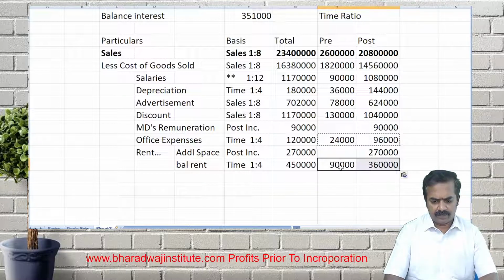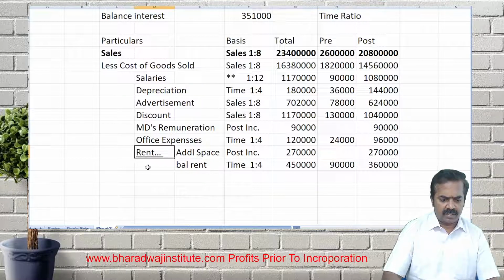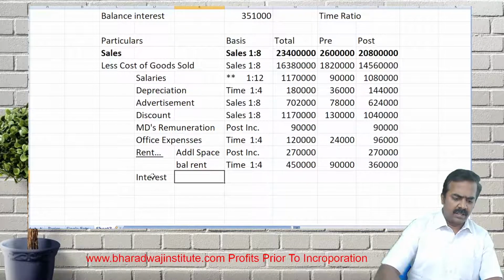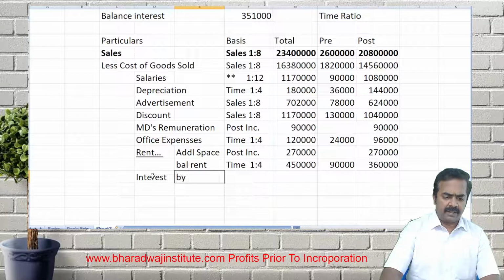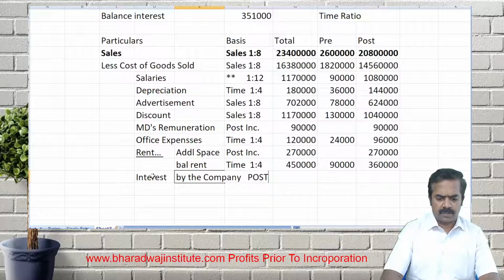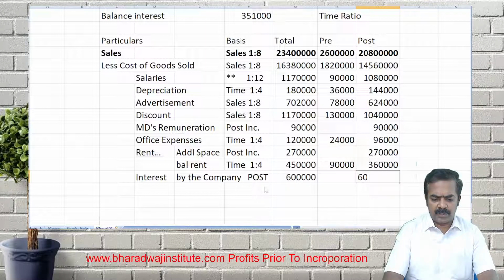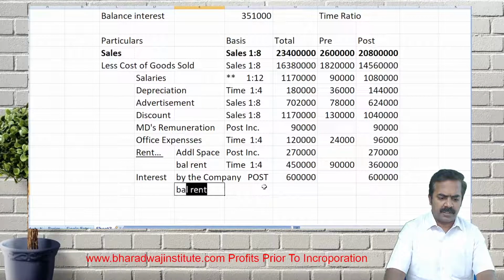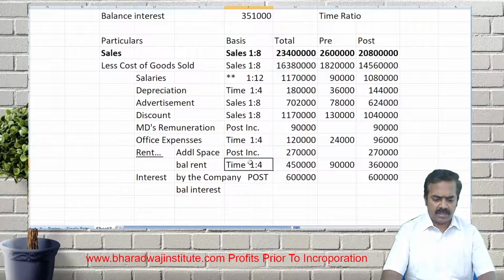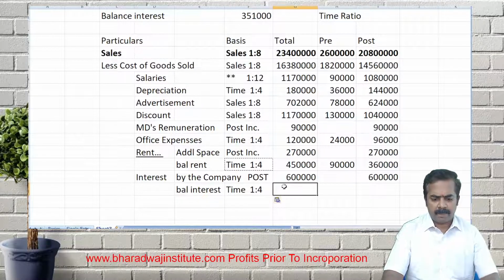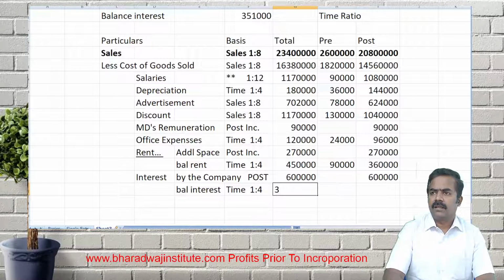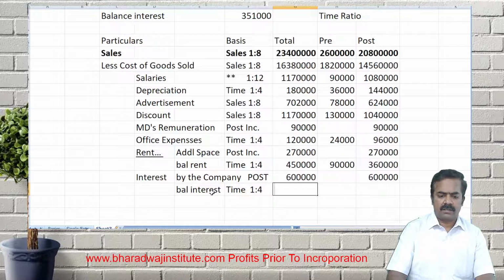Then this is for rent. Then what is the next one? Interest. On the loan taken by the company, it will be allocated to the post incorporation period. What is the interest on the loan taken by the company? 6 lakhs. It will be charged for which period? Post incorporation period. Balance interest in a ratio: time ratio. What is the amount? 3 lakh. Continued on behalf of the company.